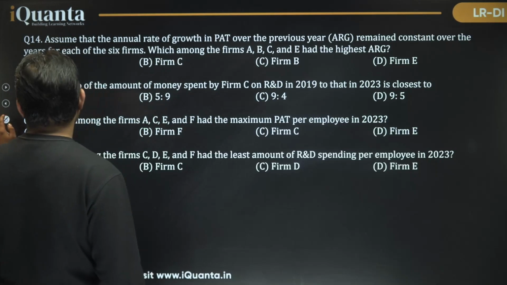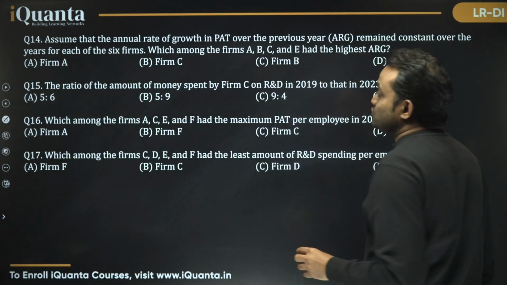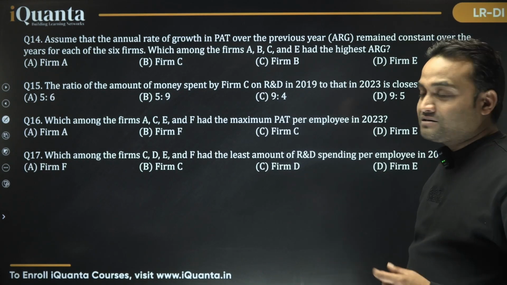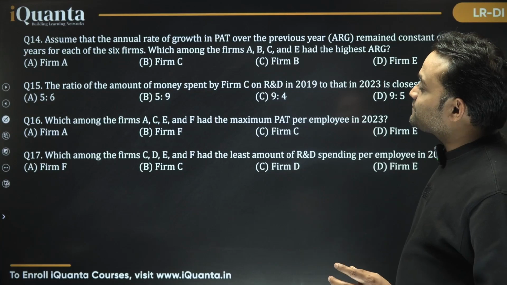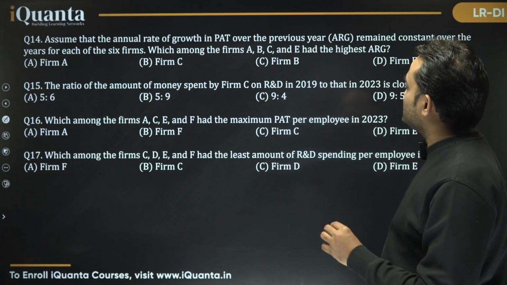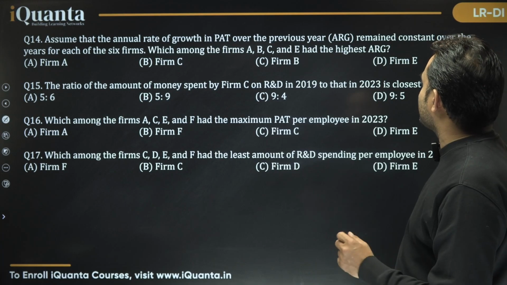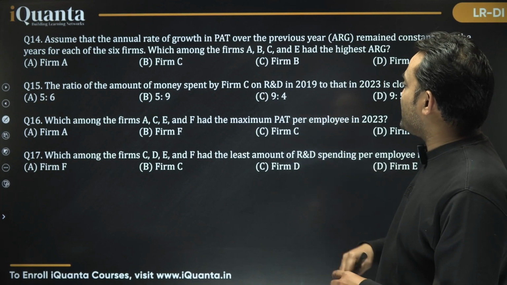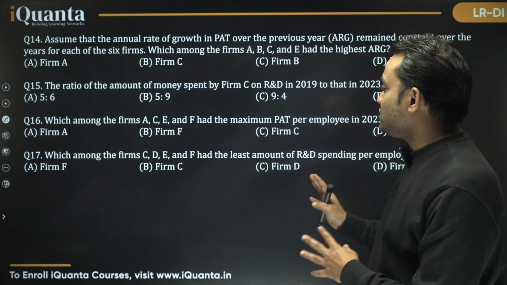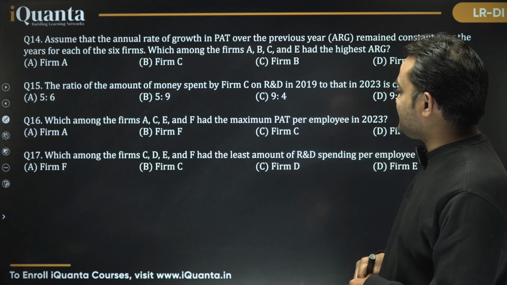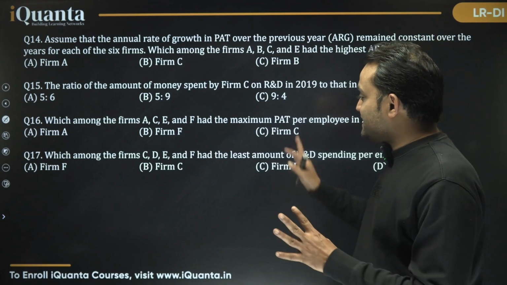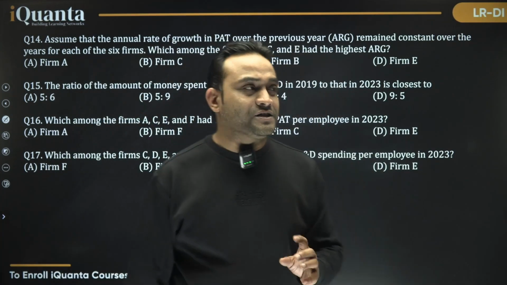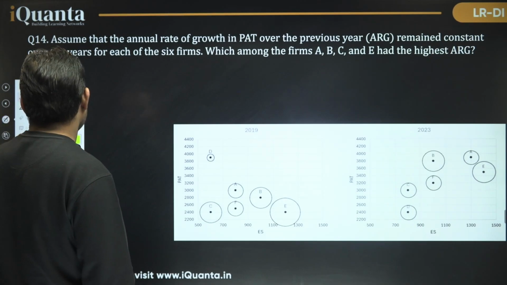Now, if you check the questions, it says assume that the annual rate of growth in PAT over the previous year remained constant over the years for each of the six firms. Which among the firms A, B, C and E had the highest ARG? Then the ratio of the amount of money spent by firm C on R&D to the amount of firm A, and C, E, F had the maximum. Each question is independent of the other question. We don't need to deduce much before solving each problem. So let's try them one by one.